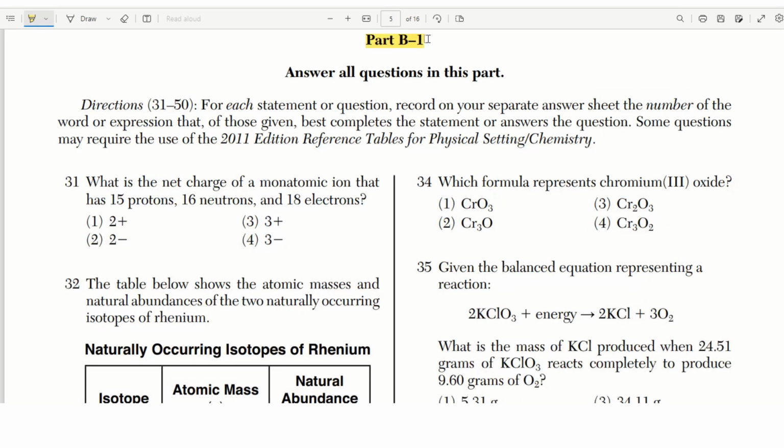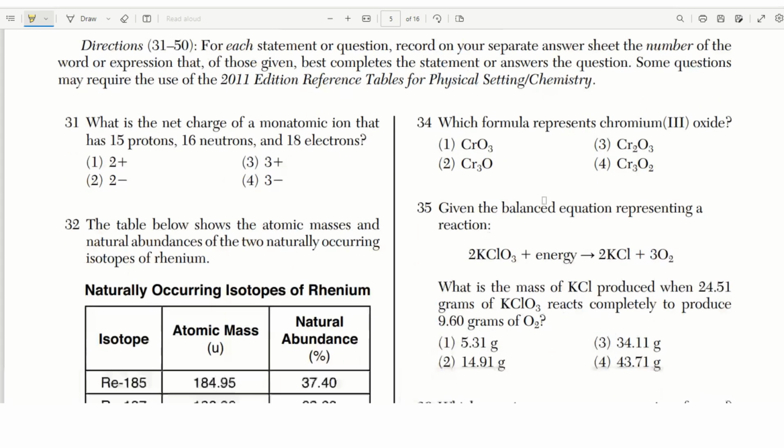All right, we're moving on to Part B1, and these are also multiple choice questions, but these might be a little bit more complex, okay? So it might be multi-step, a little bit more involved. What is the net charge of a monatomic ion that has 15 protons? Well, protons have a positive charge. Neutrons, no charge. They don't count. Electrons, negative. So if I have 15 positives and 18 negatives, I have a -3.